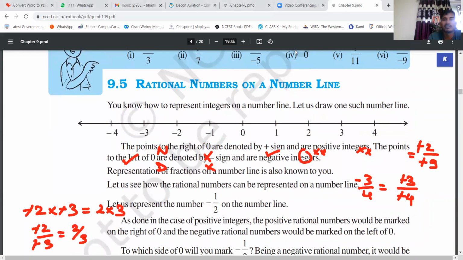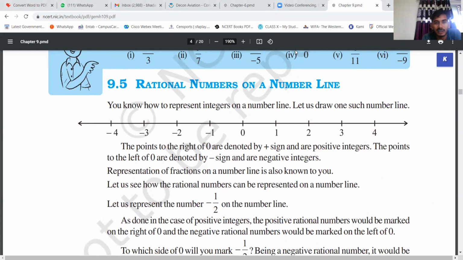Now you can see a number line. The number line includes 0, 1, 2, 3, and -1, -2, -3. So let us represent a number on the line. Okay. Now 0, on the left hand side there are negative integers, and on the right hand side positive integers are there. If you can see clearly, these are positive integers. And these are negative integers.